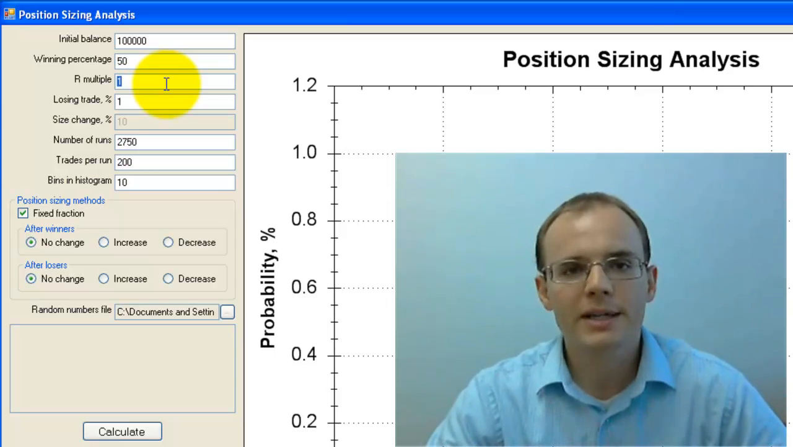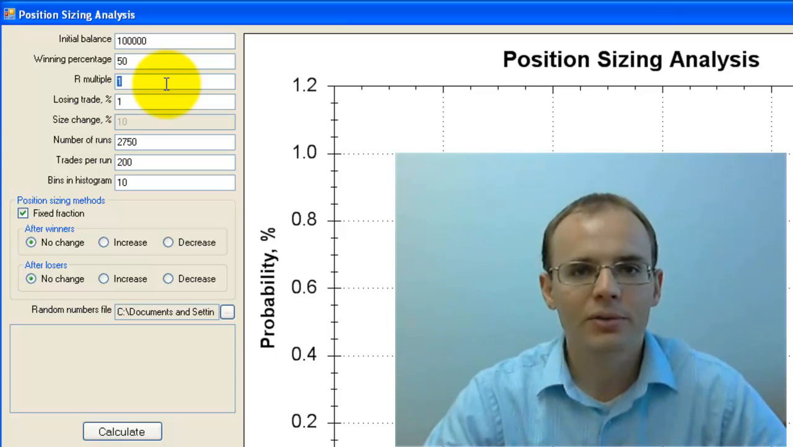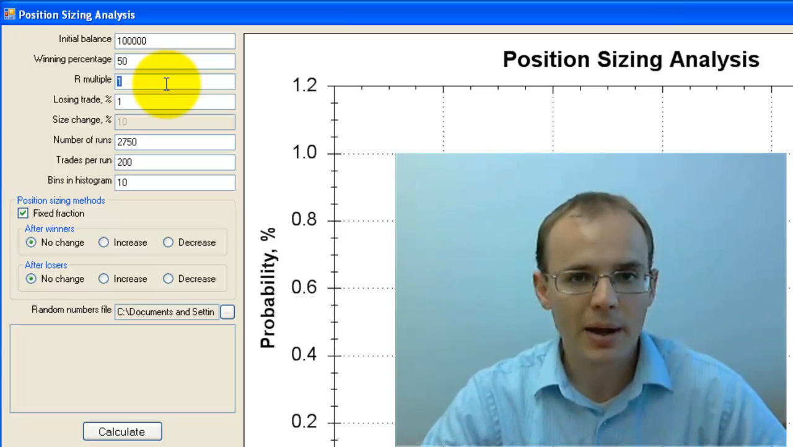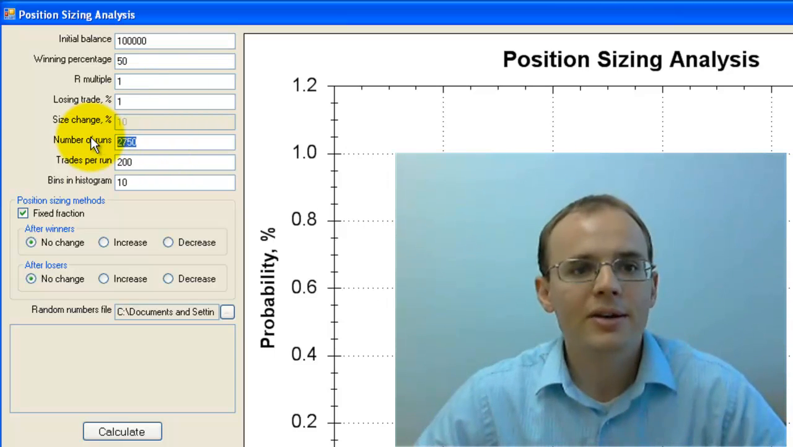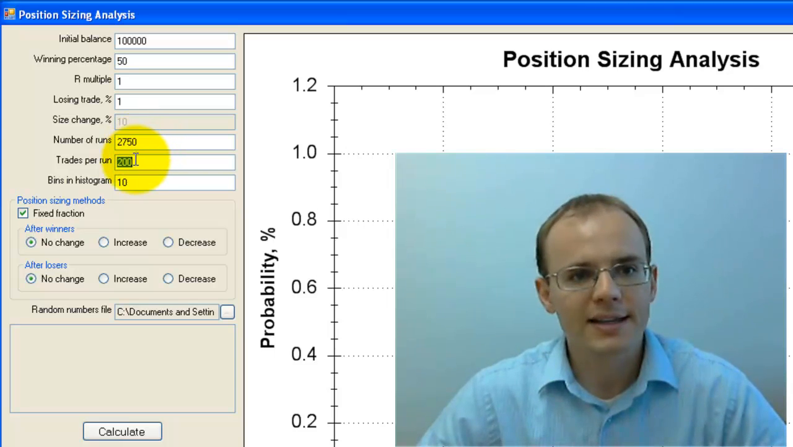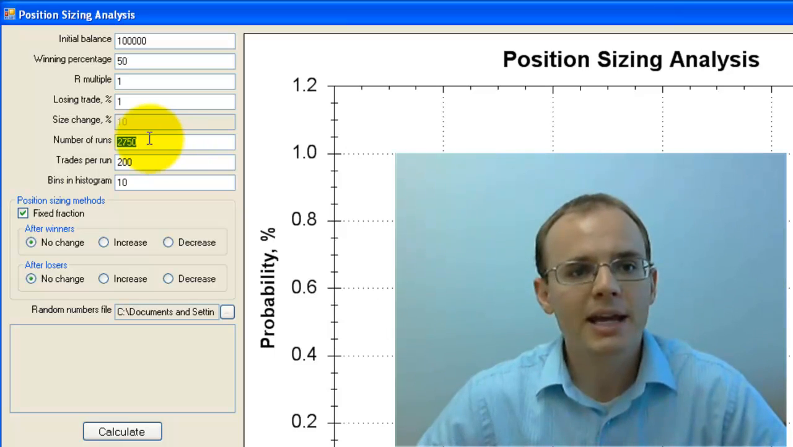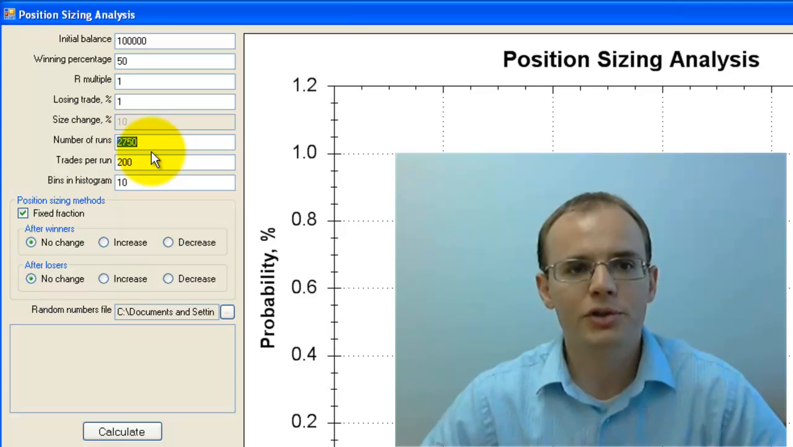I flip a coin 200 times. I record the change in the account balance over and over again. Once I get to the final result, then I'm going to write it down on my list. I'll say we wound up at $102,000. Now I'm going to do that 2,750 times. If you notice, this times this is going to wind up being the number of random numbers in our file. And what we want is to make this number as large as possible in order to give us the expectation over a certain number of trials.